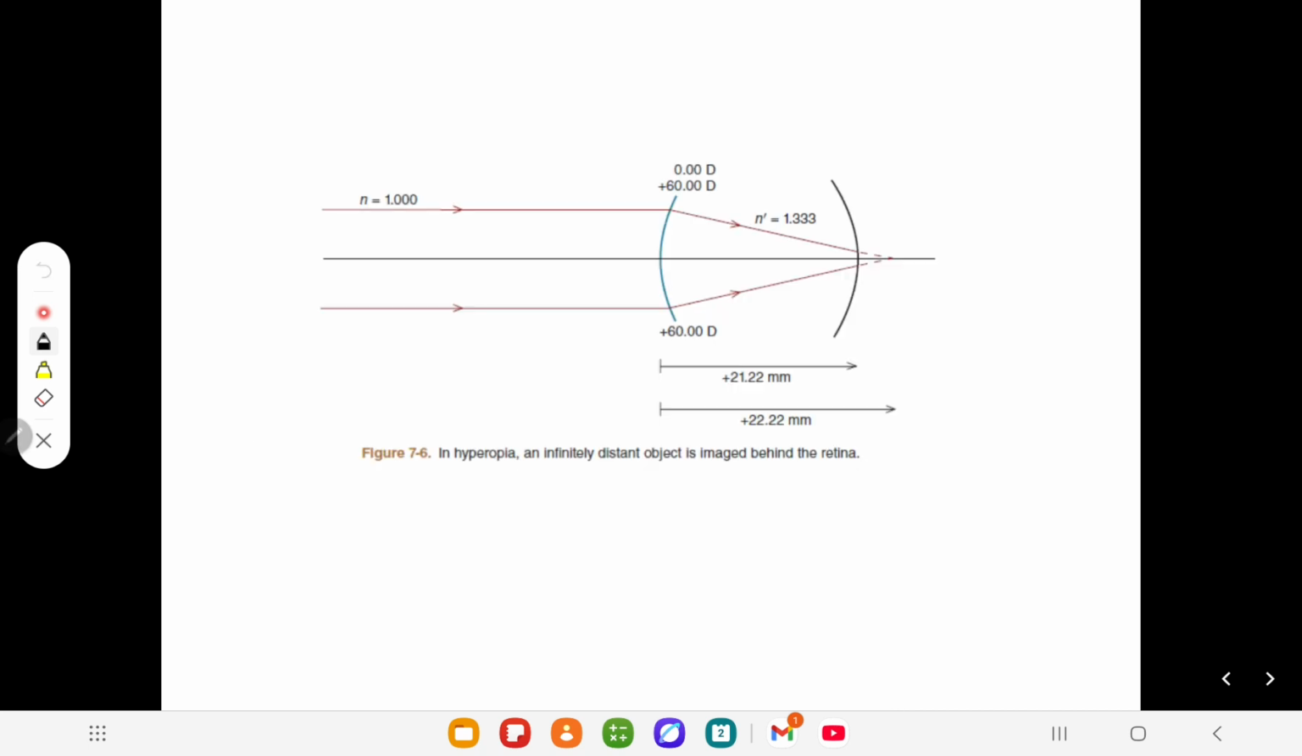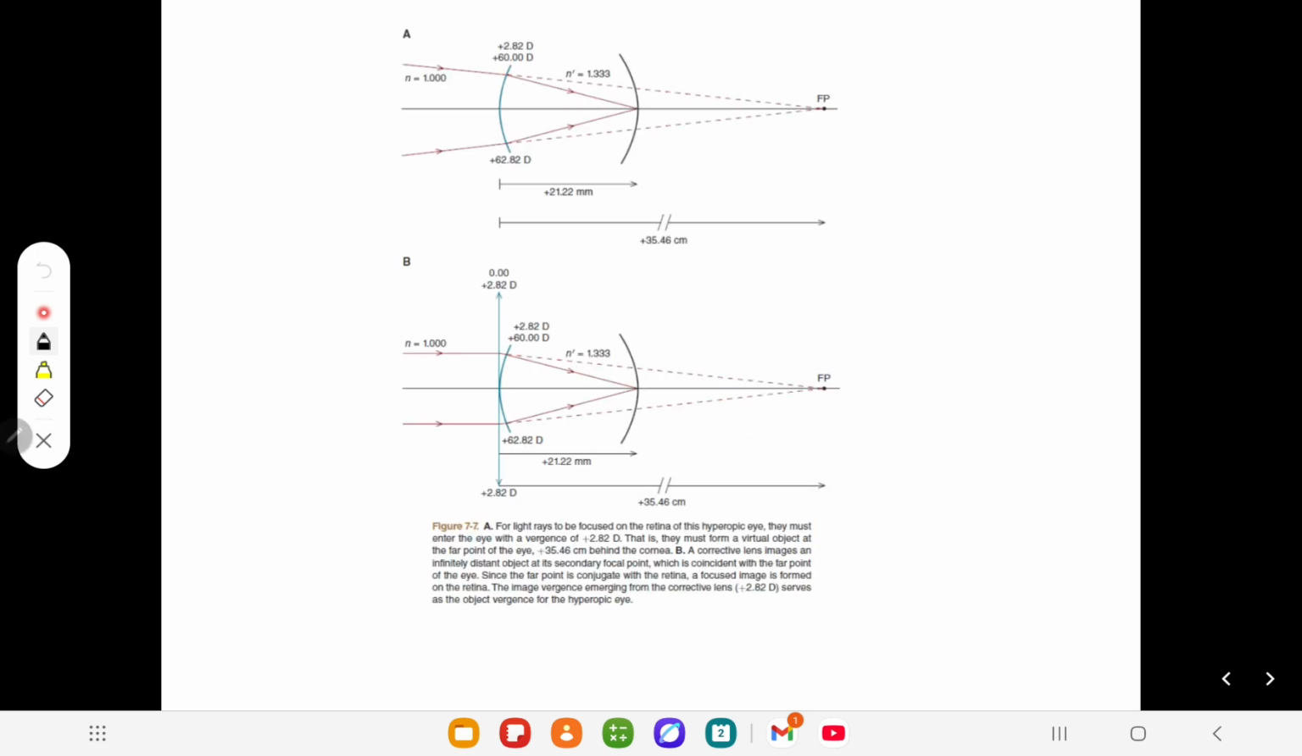Okay, and now hyperopia. As we know that in hyperopia, the far point is behind the eye, isn't it? Far point is behind the eye, it's a virtual point, or we can tell that the secondary focal point is behind the eye, not exactly at the eye, which is ametropic. In front of the eye, secondary focal point, which is myopic, and behind the eye, which is hyperopic. So in case of hyperopia, it's very simple. It's very simple.